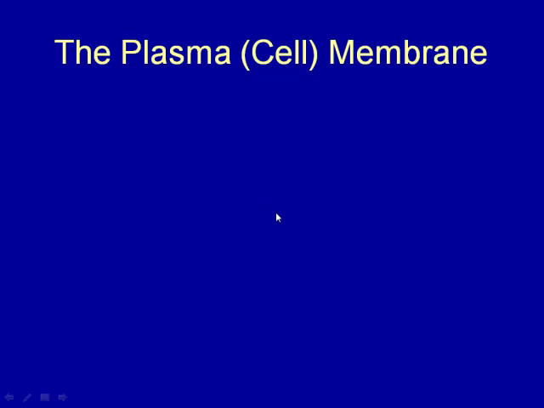The cell membrane, or the plasma membrane, is what we call a fluid mosaic model. Fluid because it's changeable. It moves. Mosaic because things come and go on its surface. It's not always the same thing.